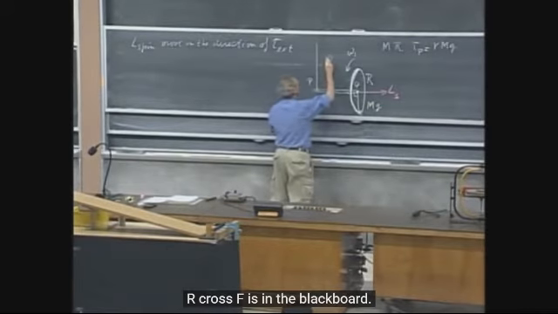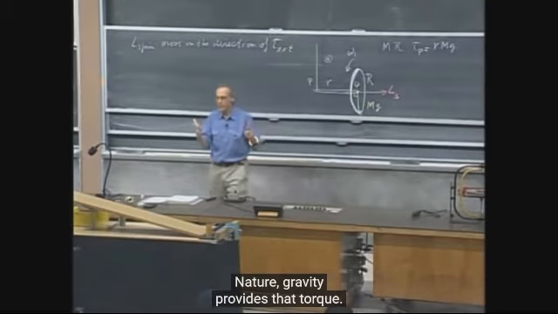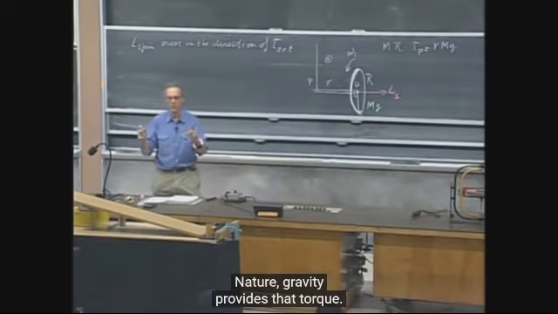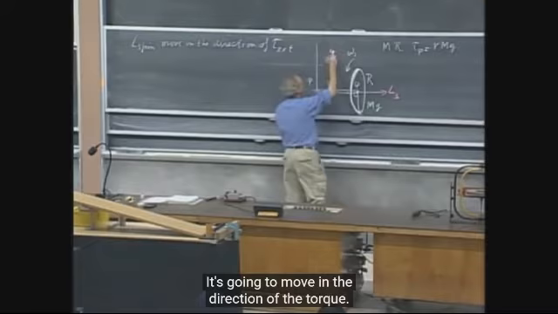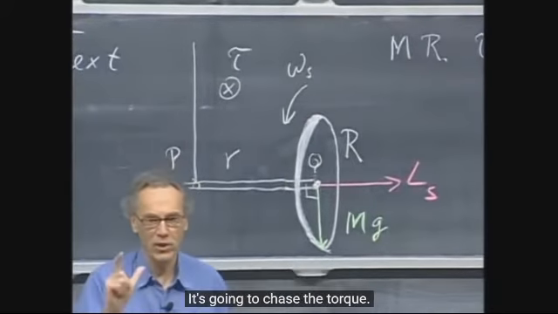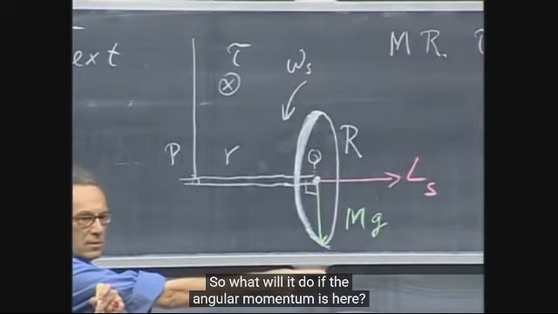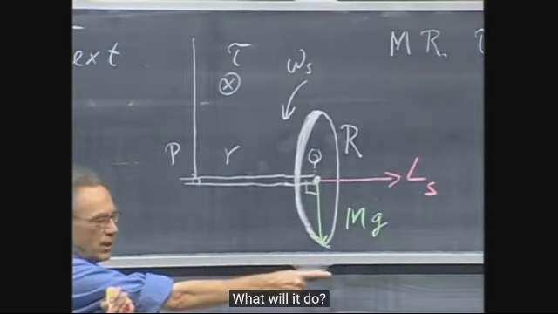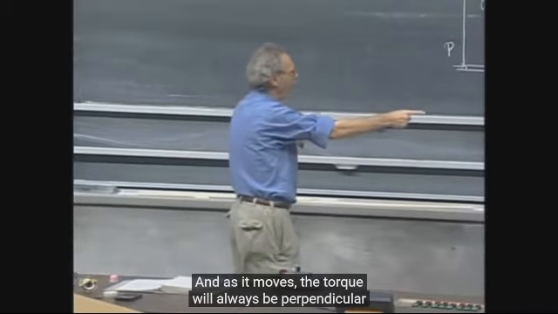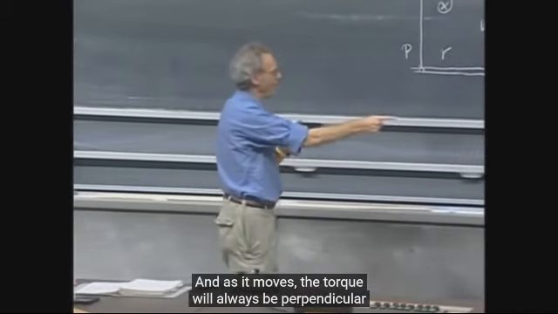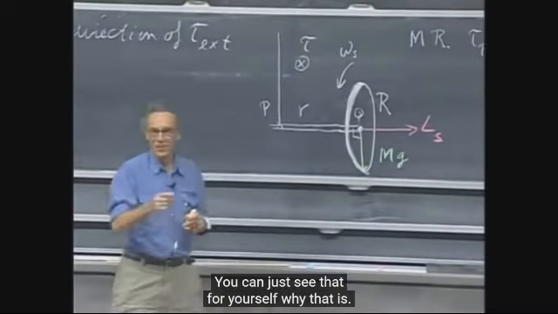There is a torque in this direction. Nature, gravity, provides that torque. What will the spin angular momentum do? It's going to move in the direction of the torque. It's going to chase the torque. So what will it do if the angular momentum is here? It will do this. And as it moves, the torque will always be perpendicular to the plane, to the string, and R. You can just see that for yourself, why that is.